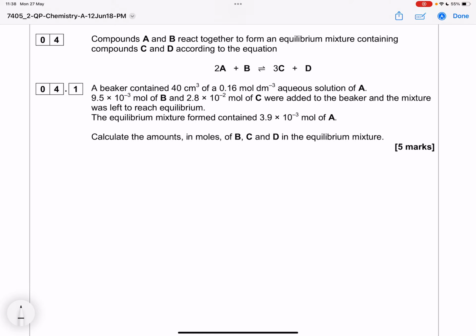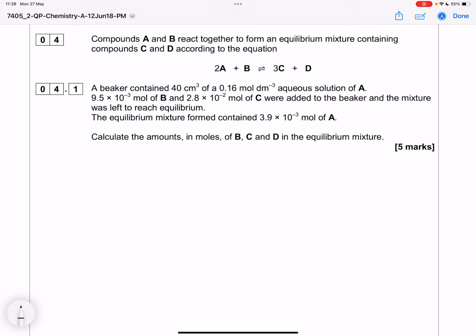Compound A and B react together to form an equilibrium mixture containing compounds C and D, according to the equation shown. A beaker contained 40 centimetres cubed of 0.16 mole per decimetre cubed aqueous solution of A, and then we've got a moles of B and moles of C, and it was left to reach equilibrium, and then it tells us at equilibrium how much A we've got.